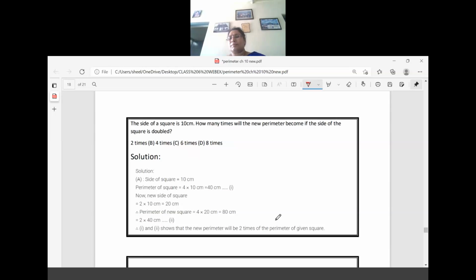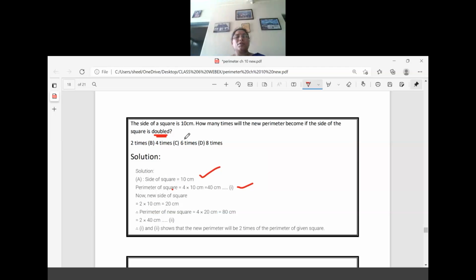Next, the side of the square is 10 centimeter. How many times will the new perimeter become if the side of the square is doubled? 2 times, 4 times, 6 times or 8 times. The side of the square is 10 centimeter. We can calculate the perimeter of the square. If 10 is the centimeter, then what is the perimeter? It means 4 into side only. So 4 into 10, it is equal to 40, right? Side of the square is equal to 10 centimeter and the perimeter of the square is equal to 4 into 10, equal to 40 centimeter only, right?